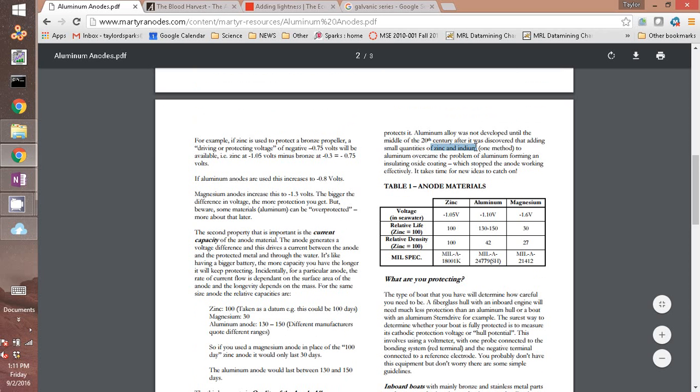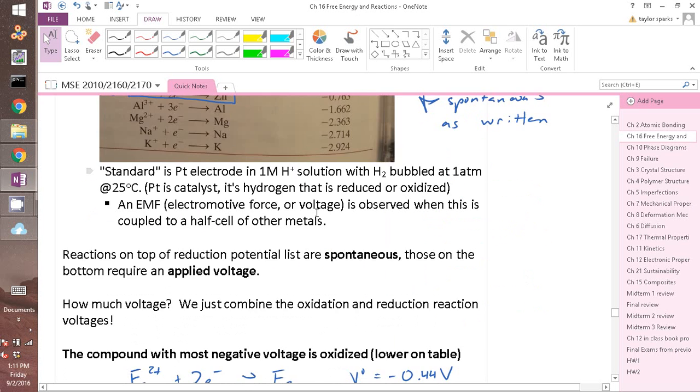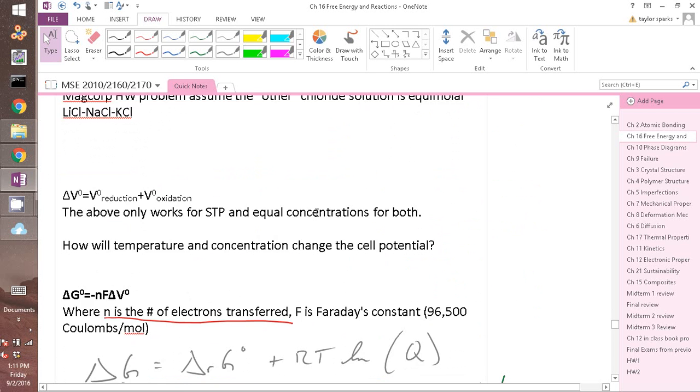So it's a cheap, easy way to get something that oxidizes preferentially. If you want to read more about it, I think it's a good article. I think you'll learn a lot. Okay, so let's keep going. Let's do a few examples now.